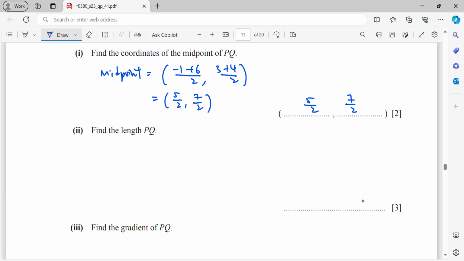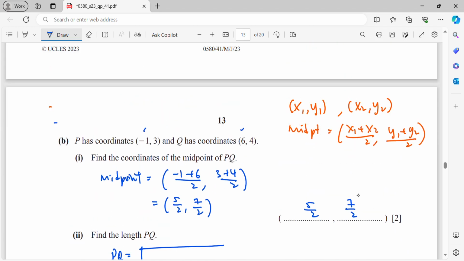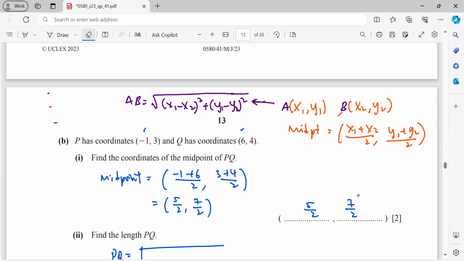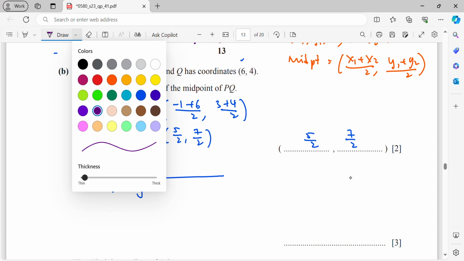Now part 2, find the length PQ. We have a formula, square root of x1 squared, let's say here, right? So let's say this is AB. Now my length of AB is square root of x1 minus x2 squared plus y1 minus y2 squared. You can simply change the order of the subscript, either y1 minus y2 or y2 minus y1 is up to you.